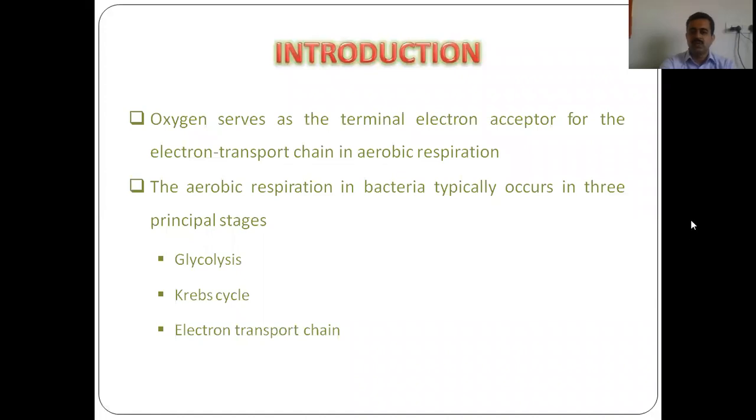Oxygen serves as the terminal electron acceptor for the electron transport chain in aerobic respiration. The aerobic respiration in bacteria typically occurs in three phases: glycolysis, Krebs cycle, and electron transport chain. So oxygen is one of the important parts associated with all this metabolism. From glycolysis, we go to the Krebs cycle, and from the Krebs cycle through the electron transport chain, there will be generation of ATP or higher energy compounds in these reactions.